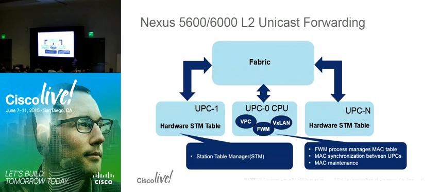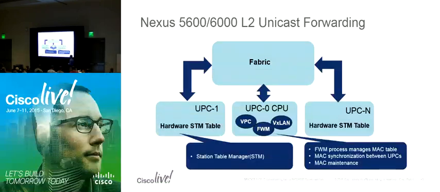We have the STM table, which is our station table manager, which is the MAC address table in hardware. And then we have the FWM process, which is a process on the CPU which manages the STM table in addition to many other things. And it is also responsible for MAC address synchronization between the different port controllers and the MAC aging process, deletions, and additions if they were learned through VPC or VXLAN.